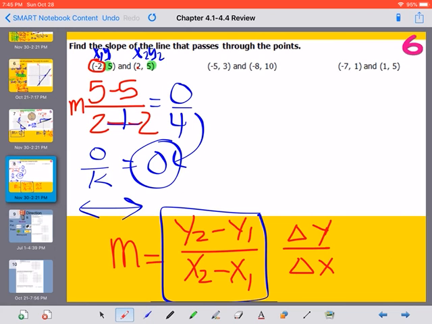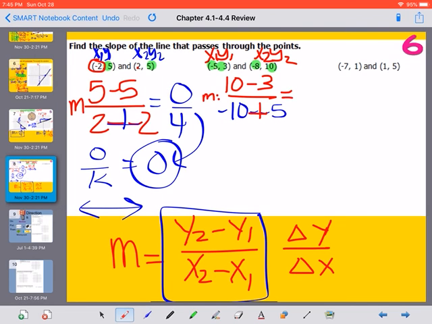Next, label your points. X, y, first point, x, y, second point. So plugging in y2 minus y1, we have 10 minus 3. And then on the bottom, x2 minus x1, negative 10 minus a negative 5. Be careful with the double negatives, they make a positive. So 10 minus 3 is 7. And negative 10 plus 5, there's more negatives. There's 5 more, so it would be 7 over negative 5, or negative 5/7, or 7/5, sorry.